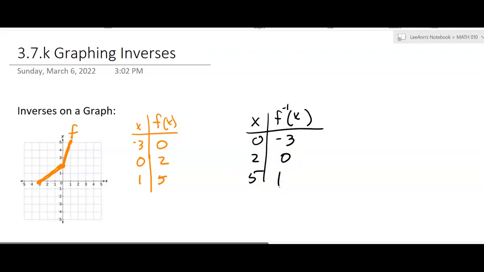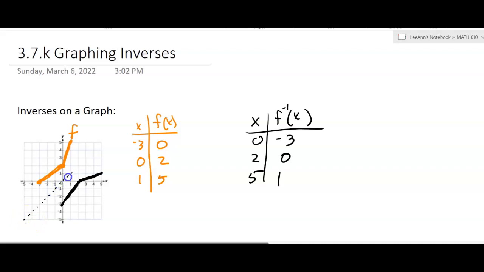So (0, -3) would be down there. (2, 0) would be there. Now I can draw that line segment, if I can draw a straight line, and then (5, 1) would be right there. Okay? And that's what the inverse would look like, except it's not as thick because I didn't draw the thick lines.